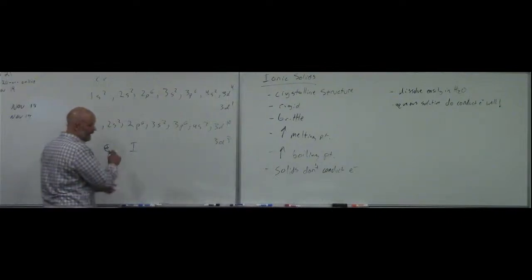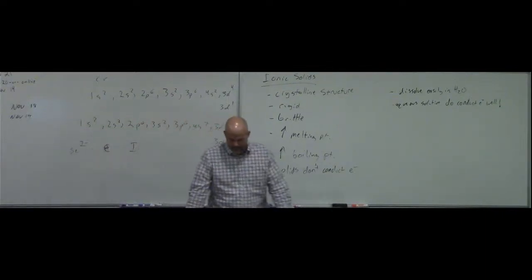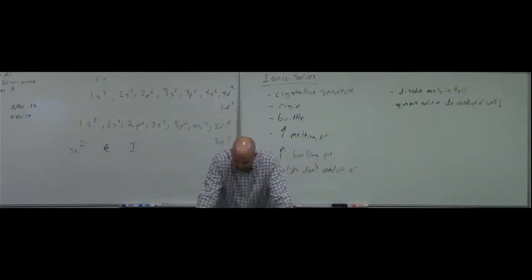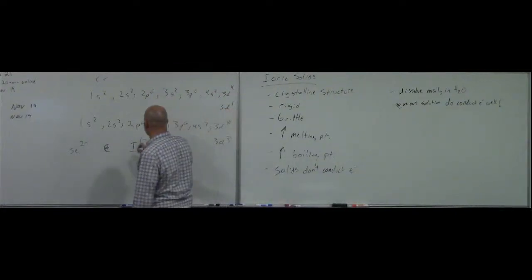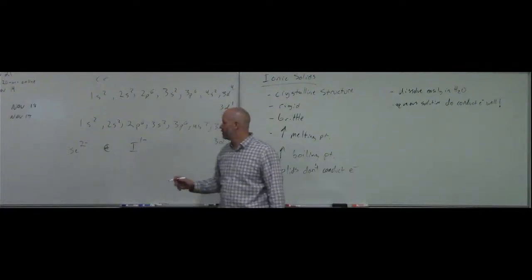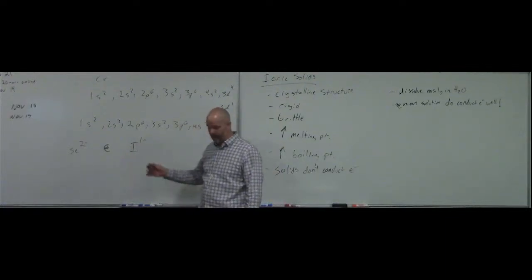Okay. Iodine. Take a look where iodine's at. It's below fluorine, chlorine, and bromine. 5p5. So how many electrons does it want to pick up? 1. Okay. So now I want you to write the electron configurations for these.